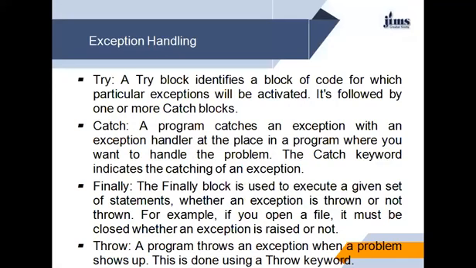For example, suppose you have opened a file. Whether an exception is raised or not, the file must be closed. If you have written this in the finally block, the file will be closed whether an exception is raised or not. Okay. Now, throw. A program throws an exception when a problem shows up. This is done using the throw keyword.